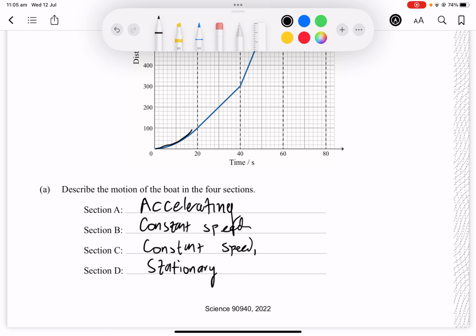And that's all we need to do. We just need to state the type of motion for each of those sections. If you get all four correct, so 4 out of 4, that is a merit grade. And if you can get 2 out of 4, that is an achieved grade for this question.